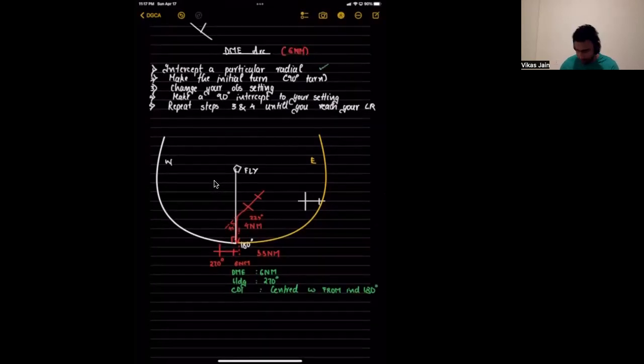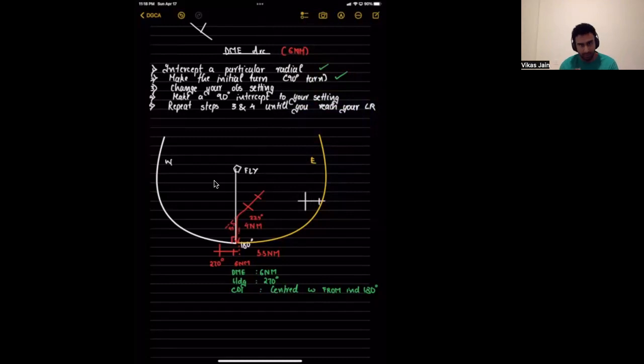Okay. Now, next step, we did the first step, right? We made the intercept, we made our initial 90-degree turn towards the right or the left, depending on whatever arc we are making. 2 steps are done. Now you change your OBS setting. Why do we do this? Because you want to intercept the next radial. That's how you make the imaginary arc. As I told you, there's an imaginary rope between your fix or your VOR and your aircraft. What's the imaginary rope? It's the next radial. Okay, that's why we make a change in your OBS setting.